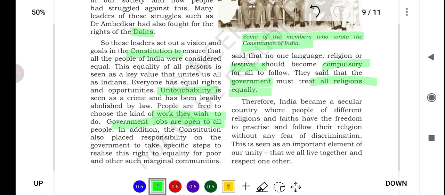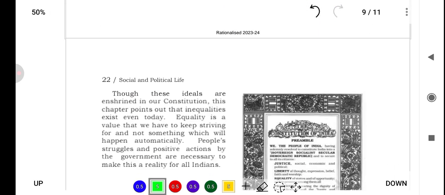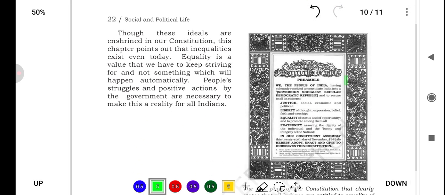Therefore, India became a secular country where people of different religions and faiths have the freedom to practice and follow their religion without any fear of discrimination. This is seen as an important element of our unity, that we all live together and respect one another. Though these ideals are enshrined in our Constitution, this chapter points out that inequalities even exist today. Equality is a value that we have to keep striving for and not something which will happen automatically. People's struggles and positive actions by the government are necessary to make this a reality for all Indians.